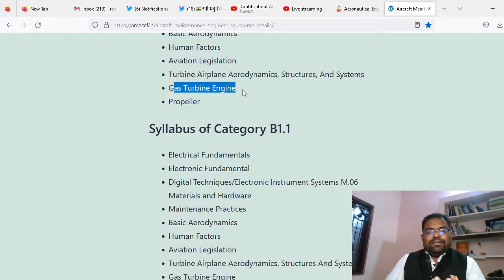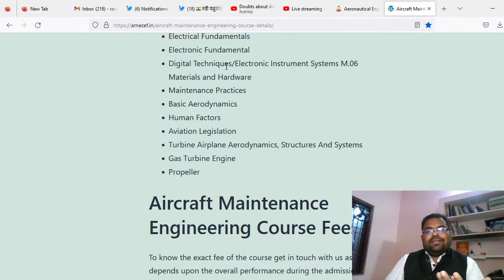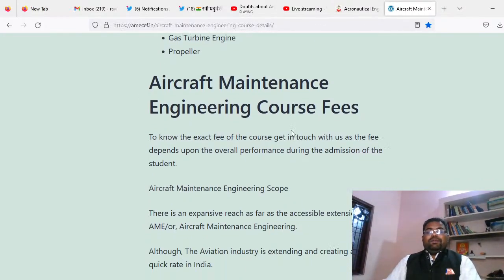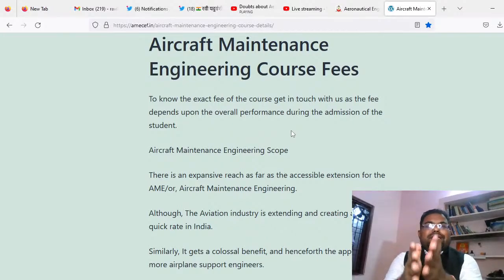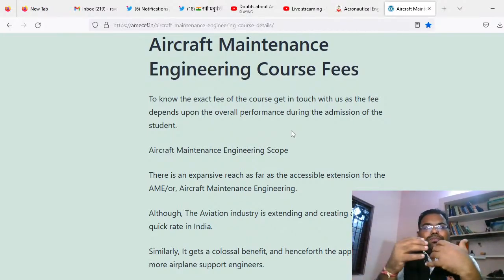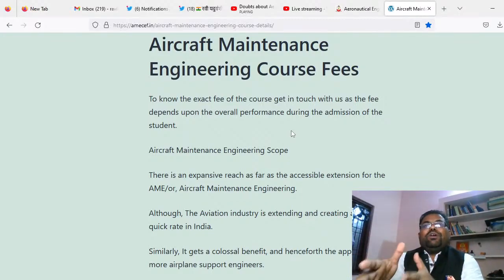Propeller, and similarly if you go for electrical equipment: electronic fundamentals, human factors, basic aerodynamics, gas turbine engine, propeller theory, which is a must. If you look at the aircraft maintenance engineering fees, that also depends on the type of institution where you are joining. And most of the private institutions are running this as a diploma course.